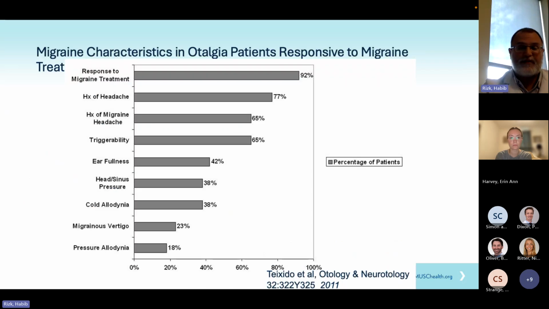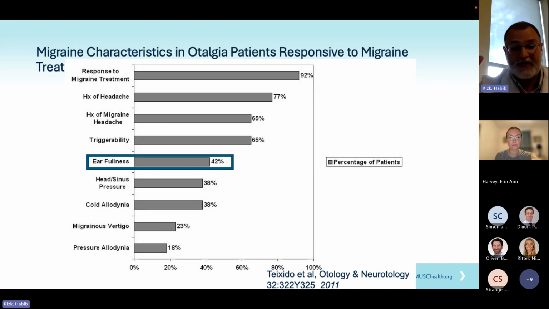90% of them responded to the migraine treatment, and 42% of those patients did not have a bona fide ear pain like you would see in a neuralgia. They had just an ear fullness and an ear pressure. And a third of them had head and sinus pressure. 23% had migrainous vertigo. And that paper was published a year before the Bárány criteria for vestibular migraine came out. But at the time, we had not settled on the consensus of using vestibular migraine as the label. So migrainous vertigo refers to vestibular migraine.